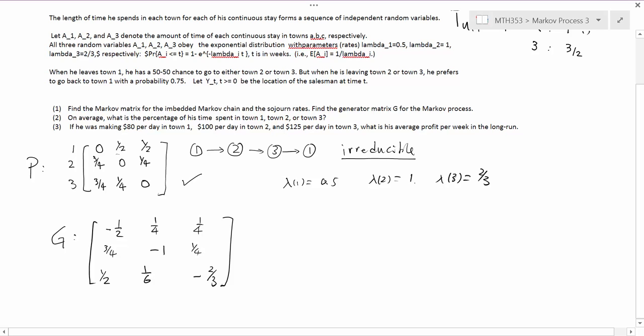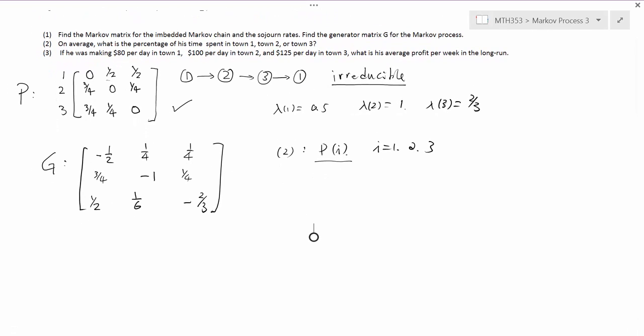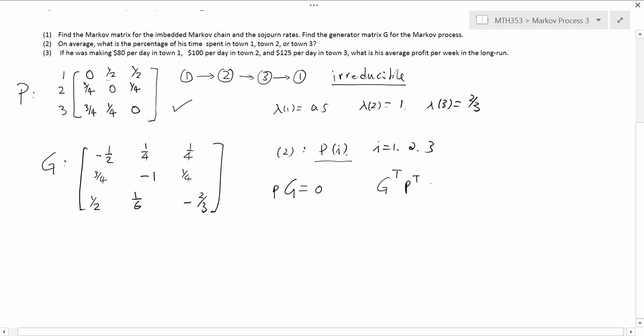And this question over here is exactly asking for pi. So for number 2, it's really asking for pi_i, where i is equal to 1, 2, and 3, the percentage of time spent in state i. That's what we are looking at. Now, how to find pi? We find pi by solving the equation piQ is equal to 0. And to do that, we just need to look at Q transpose, and Q transpose pi transpose is equal to 0.